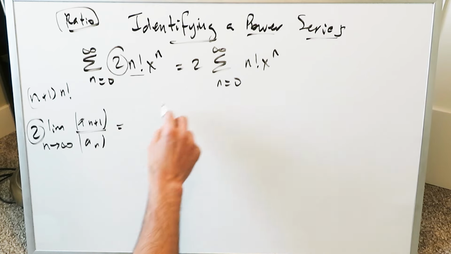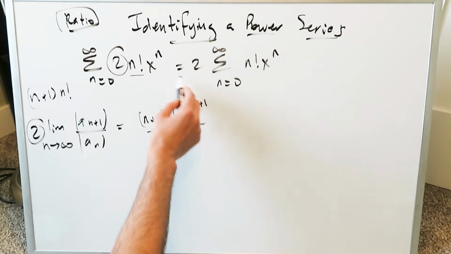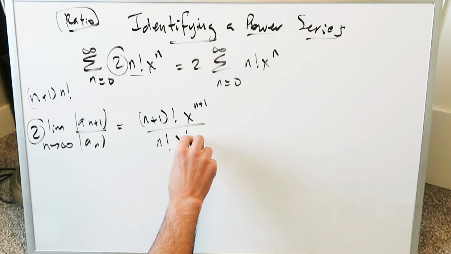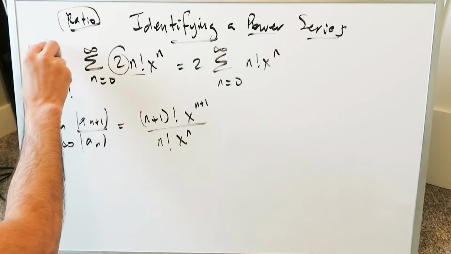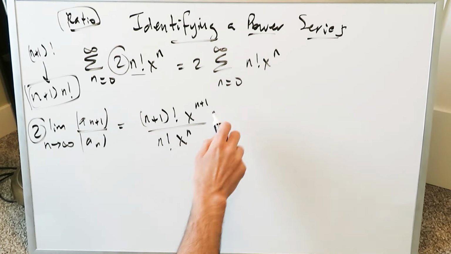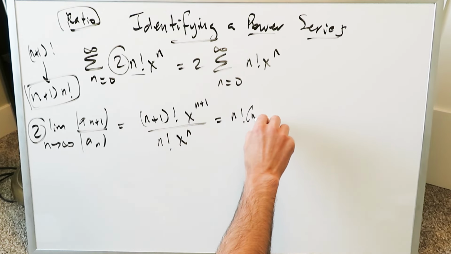A n plus 1 term is what you have here: n plus 1 factorial times x to the power of n plus 1, divided by a n, which is this. This is my a n term: n factorial times x to the power of n. What have I told you? Anytime you see n plus 1 factorial, this is what it breaks down to, and you remember that. I have that. Let's open it up. n plus 1 factorial is equal to n factorial times n plus 1.